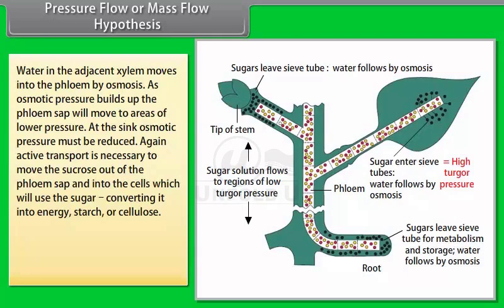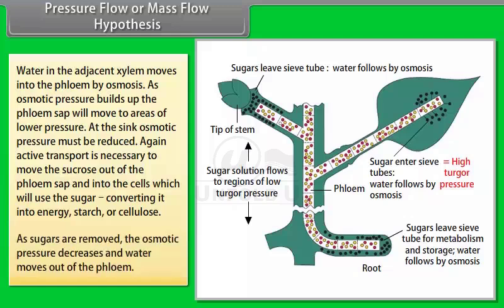Water in the adjacent xylem moves into the phloem by osmosis. An osmotic pressure builds up, and the phloem sap will move to an area of lower pressure. At the sink, osmotic pressure must be reduced. Again, active transport is necessary to move the sucrose out of the phloem sap and into the cells which will use the sugar, converting it into energy, starch or cellulose. As sugars are removed, the osmotic pressure decreases and water moves out of the phloem.